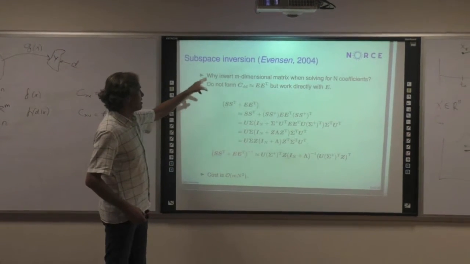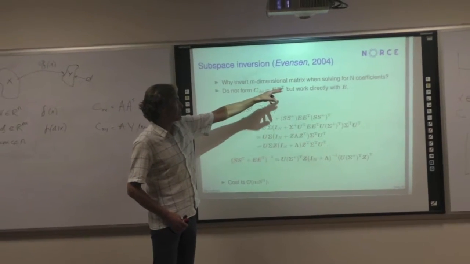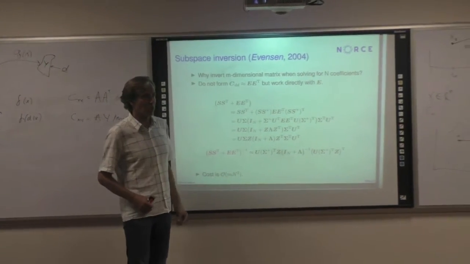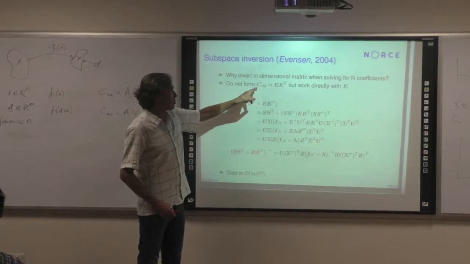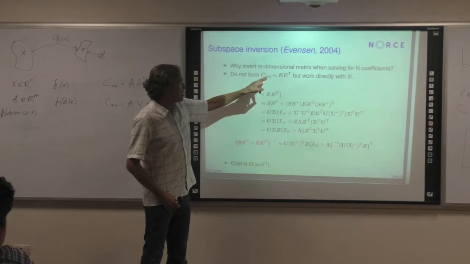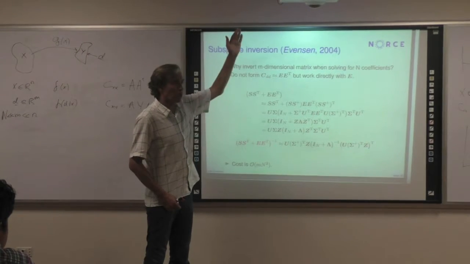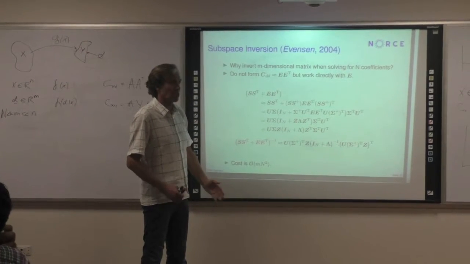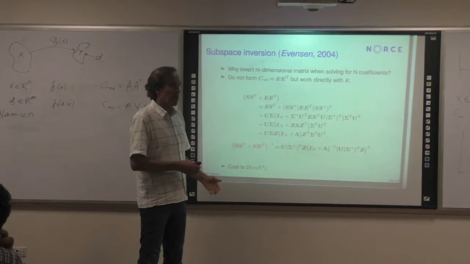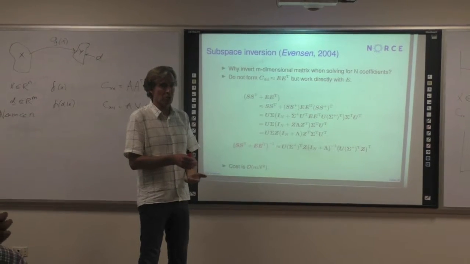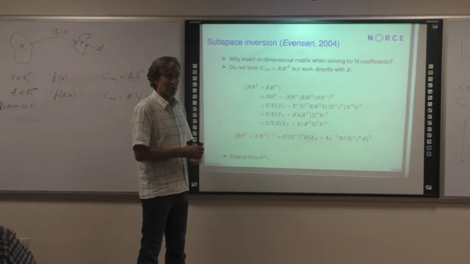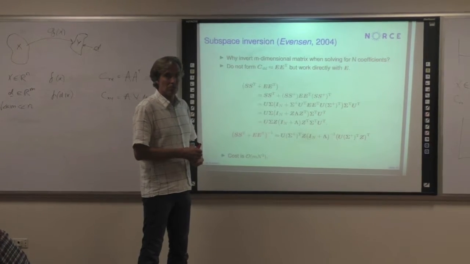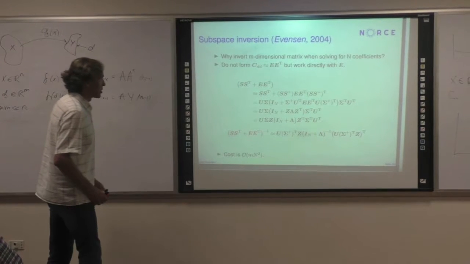So this first question: why invert an n-dimensional matrix when you solve for n coefficients? That's the motivation for it. We never form the error covariance matrix for the measurements. We sample perturbations of the measurements that represent these errors. And it's much easier to sample these perturbations than actually to construct a positive definite error covariance matrix. So that's the strategy.